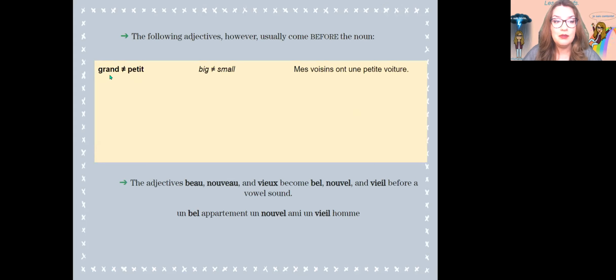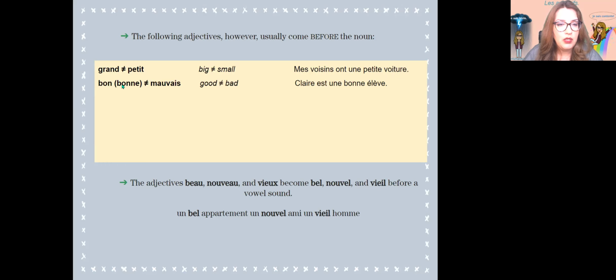Grand, big, versus petit, small. They come before the noun, n'est-ce pas? Big versus small. Mes voisins ont une petite voiture. So here, petit, we had to do the feminine agreement, right? Petite voiture, because voiture is feminine, petite should be feminine. Petite is placed before the noun it describes.